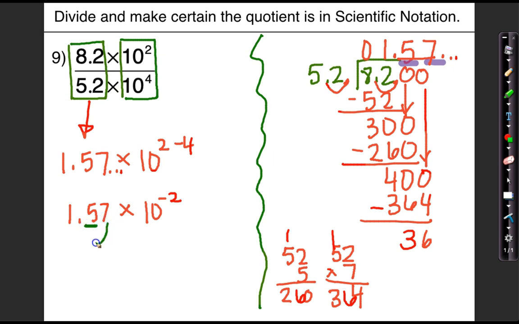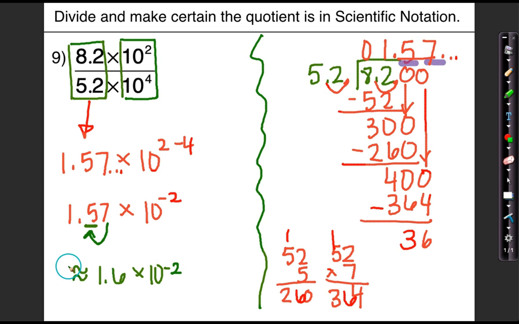So this 7's purpose is only to tell me whether or not the 5 is going to stay a 5 or if it's going to round up to a 6. In this case, it will round up to a 6. So I'm going to say my answer is approximately 1.6 times 10 to the negative second.